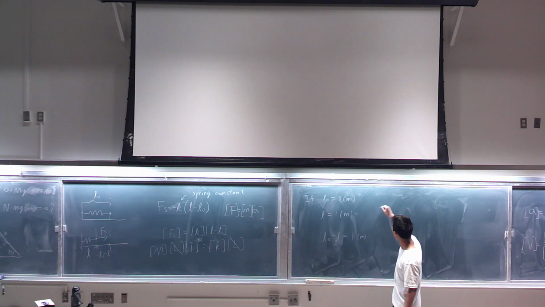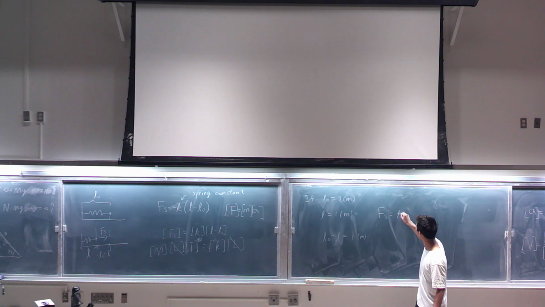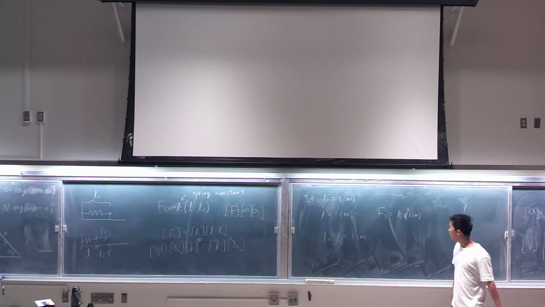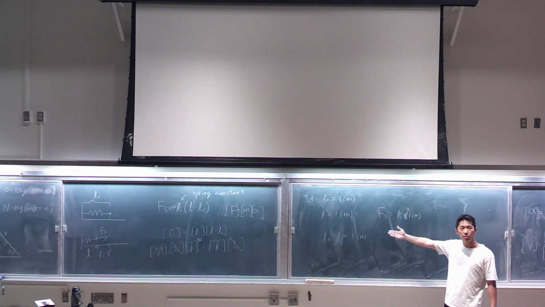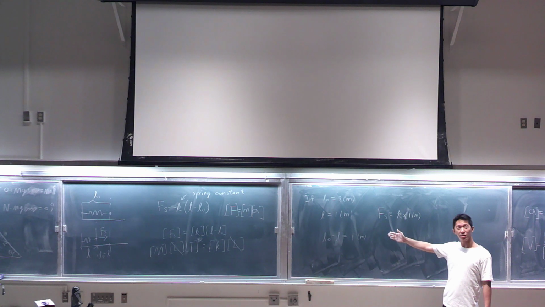So the spring force will be the spring constant times 1 meter. Now, if K is bigger, will the spring force be bigger or smaller? Bigger. Good. If K is bigger, Fs becomes bigger. Right?